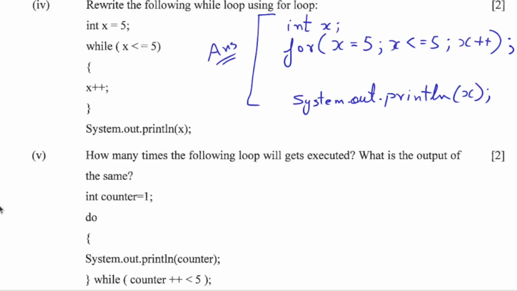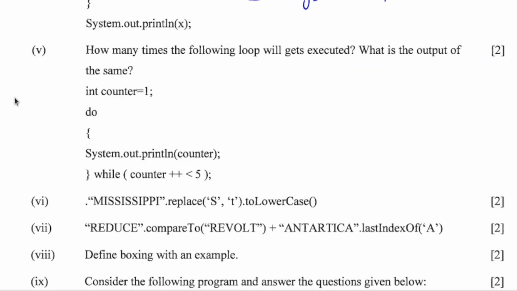The next question, that is question number 2, part 5, is how many times the following loop will get executed? What is the output of the same? Let's work it out. So we'll have one variable called counter, and we'll write the output over here. The initial value of the variable counter is 1. Now let's begin. We have a do loop. We come inside the loop, system.out.println counter. That is, the first output will be 1.